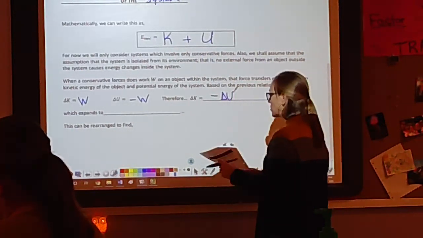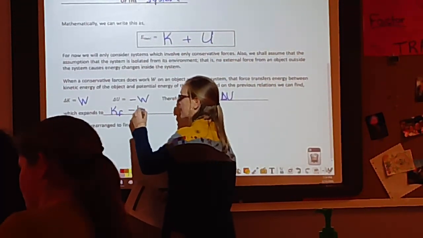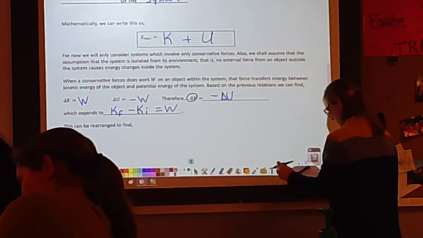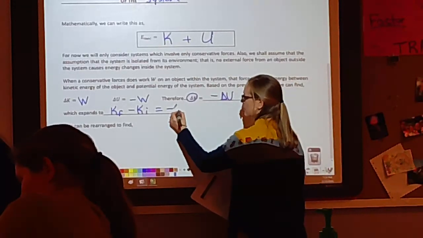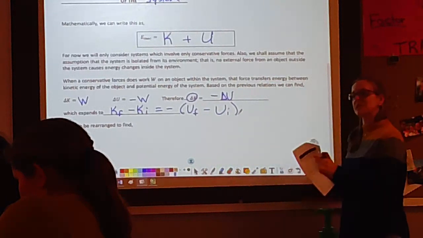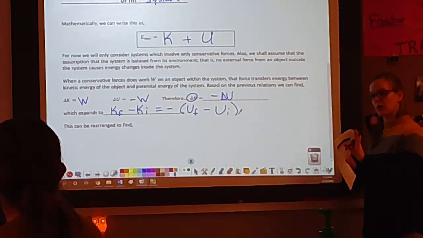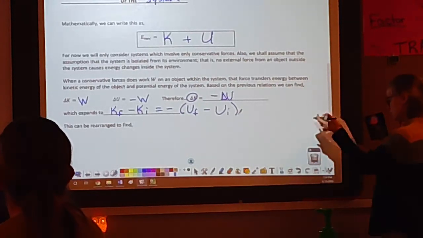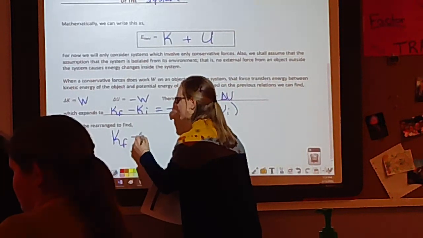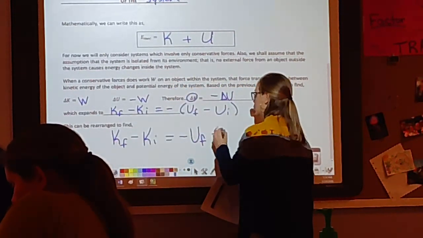This expands to Kf minus Ki equals the negative value of Uf minus Ui. Does that make sense? Because they're the change in kinetic and the change in potential. Is that okay? And we can rearrange that by distributing our negative in, right? So we can say Kf minus Ki equals negative Uf plus Ui.